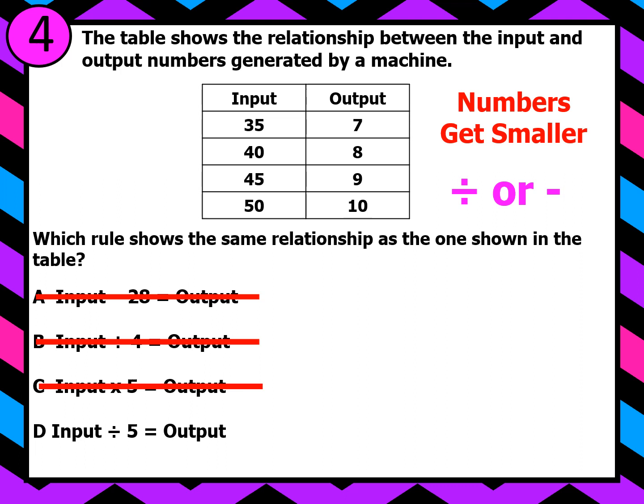Next, I will analyze answer choice D. Input divided by 5 equals output. 35 divided by 5 is 7 because 7 times 5 is 35. 40 divided by 5 is 8 because 8 times 5 is 40. 45 divided by 5 is 9 because 9 times 5 is 45. 50 divided by 5 is 10 because 10 times 5 is 50. So my answer choice here is D.